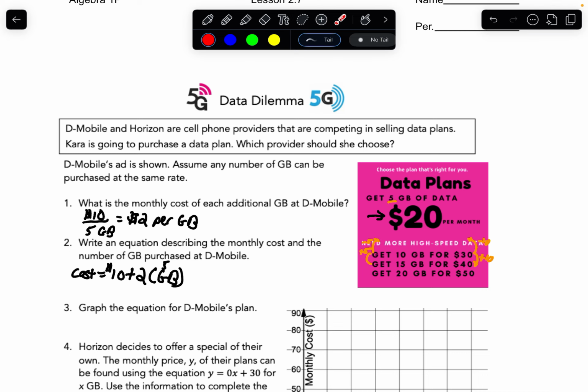So it says D-Mobile and Horizon are cell phone providers that are competing and selling data plans. Kara is going to purchase a data plan. Which provider should she choose? Well, here's the data plan.